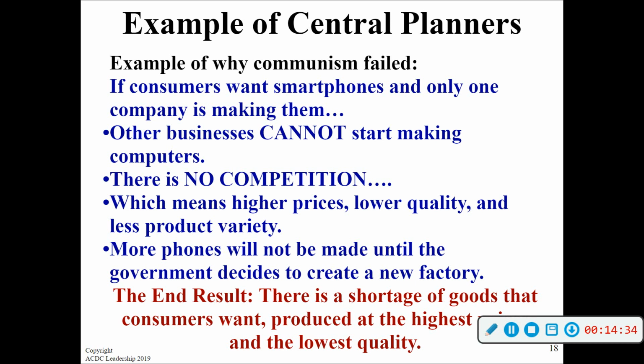Now remember, these are two ends of the spectrum. There is no such thing as a pure centrally planned economy, and there is no such thing as a pure free market. It's all a combination of these two aspects, so it's not as black and white as it seems in these slides either.